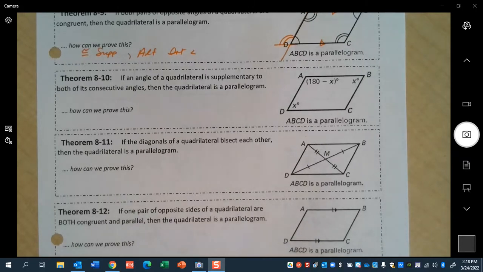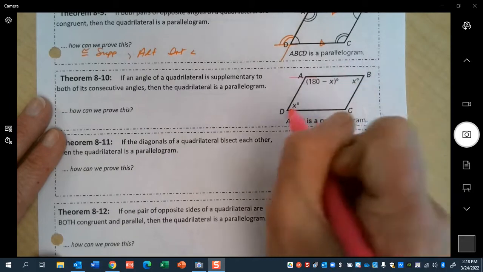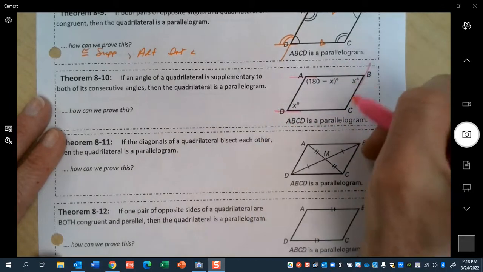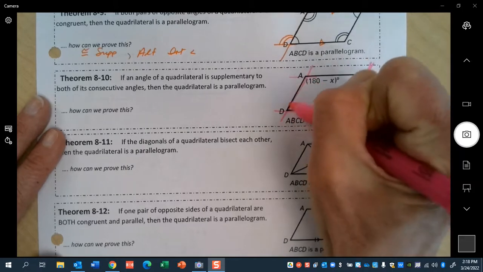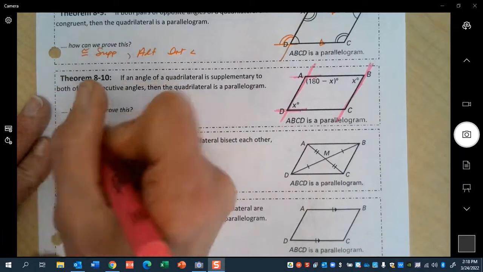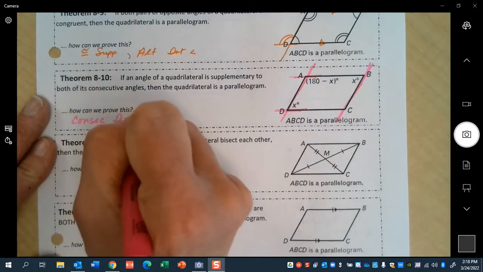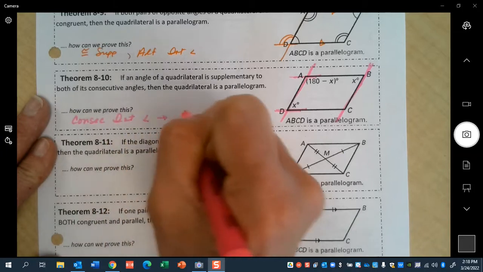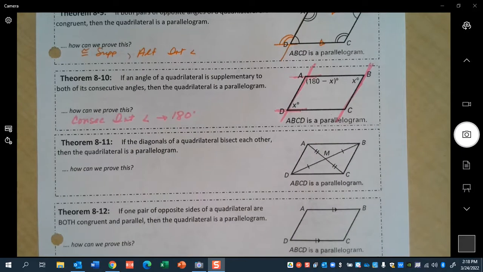Okay, so it's saying that A and B are supplementary, and A and D are supplementary. Good job. Keep going. Because they are consecutive interior angles. I love it. If I have consecutive interior angles that are supplementary, then I know that my lines are parallel.